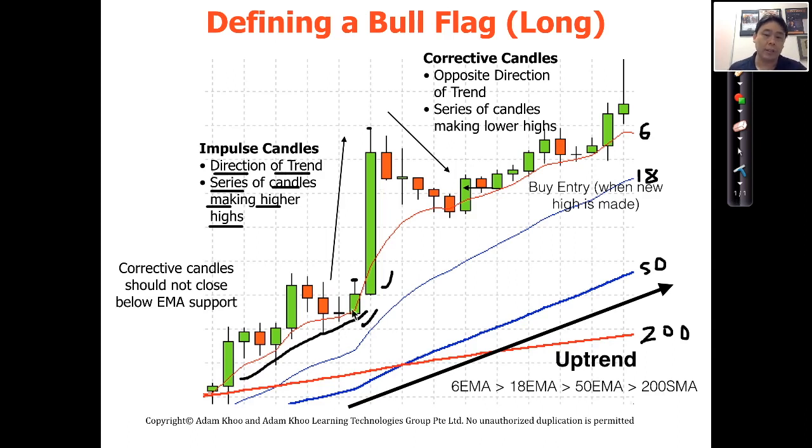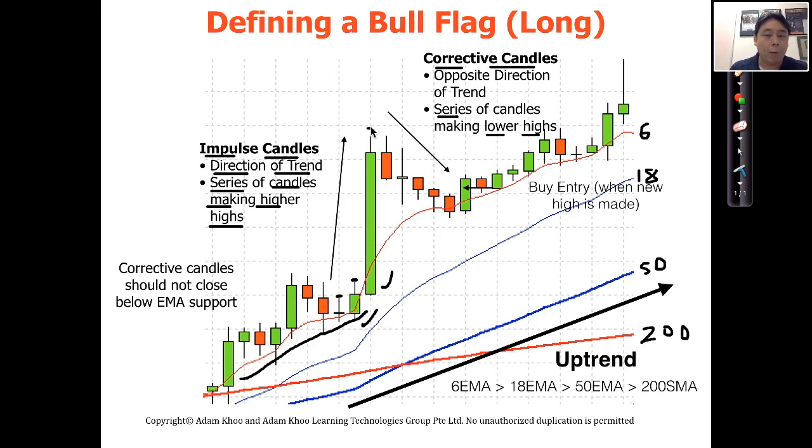Okay, so in this case, you can see this impulsive wave going up, and then you've got the corrective candles. And again, the corrective candles are now making a series of lower highs. You can see from this high to this high, there's higher high, higher high. So impulsive candles, that's your flagpole.